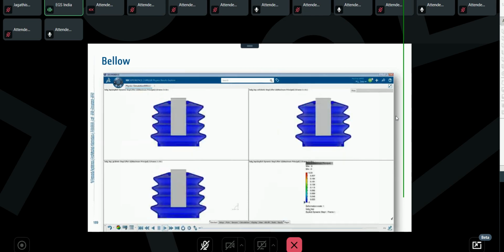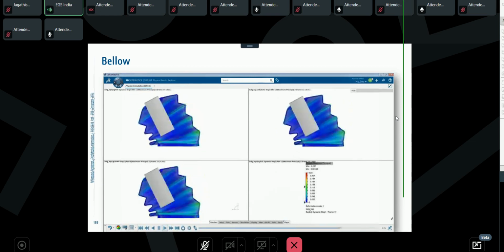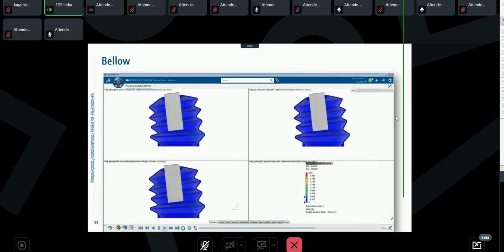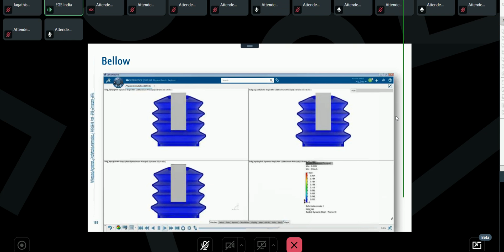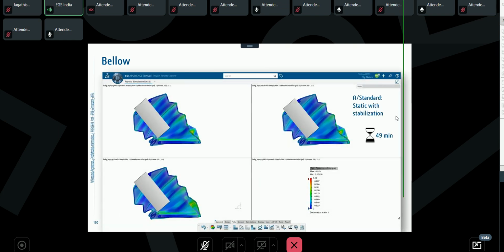And for this simulation below, what we have done is we have used various solvers that are present in our 3DEXPERIENCE SIMULIA portfolio. We are going to consider three different methods. The first one is with the standard static stabilization, where we had to solve for about 50 minutes. With that 50 minutes, we got a result.